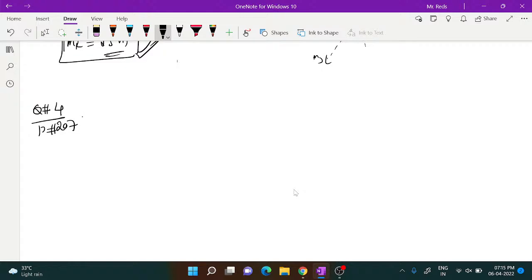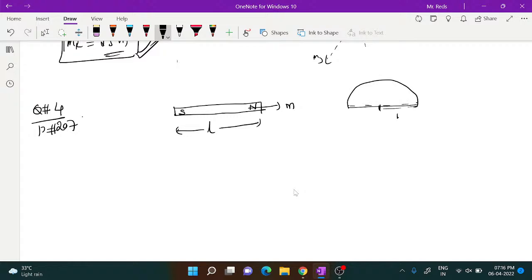A magnetized wire of magnetic moment M. Magnetized wire means it is acting like a magnet, a bar magnet, right? This is a wire, it is magnetized, so it is acting like a magnet now. Let's say it has a south pole and a north pole, so that its magnetic moment is M and its length is L, right? Now it is bent in the form of a semicircle of radius R.